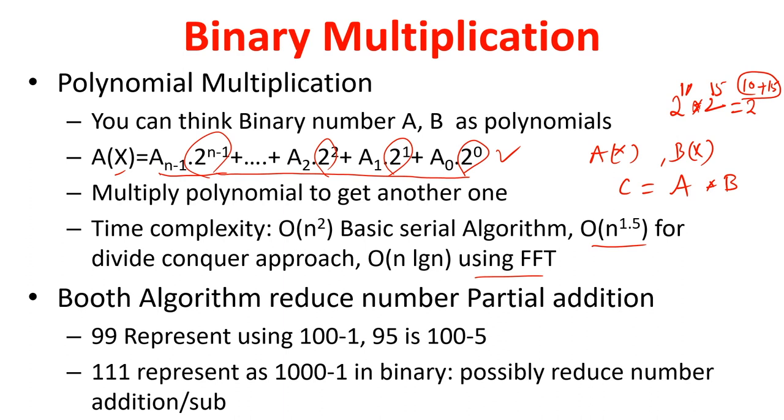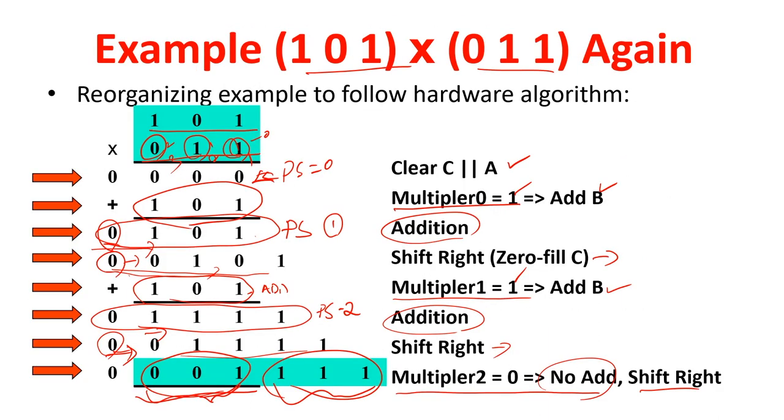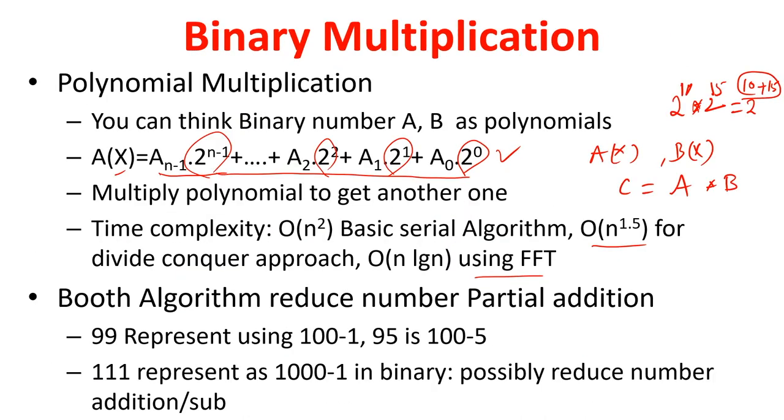So, Booth's algorithm is another interesting algorithm. This algorithm reduces the number of partial additions. In the earlier case, there are two ones, so we require two partial sums, meaning we add two times. If we use Booth encoding, then we will probably be able to reduce the number of additions or subtractions. Addition and subtraction can be done in the same hardware.